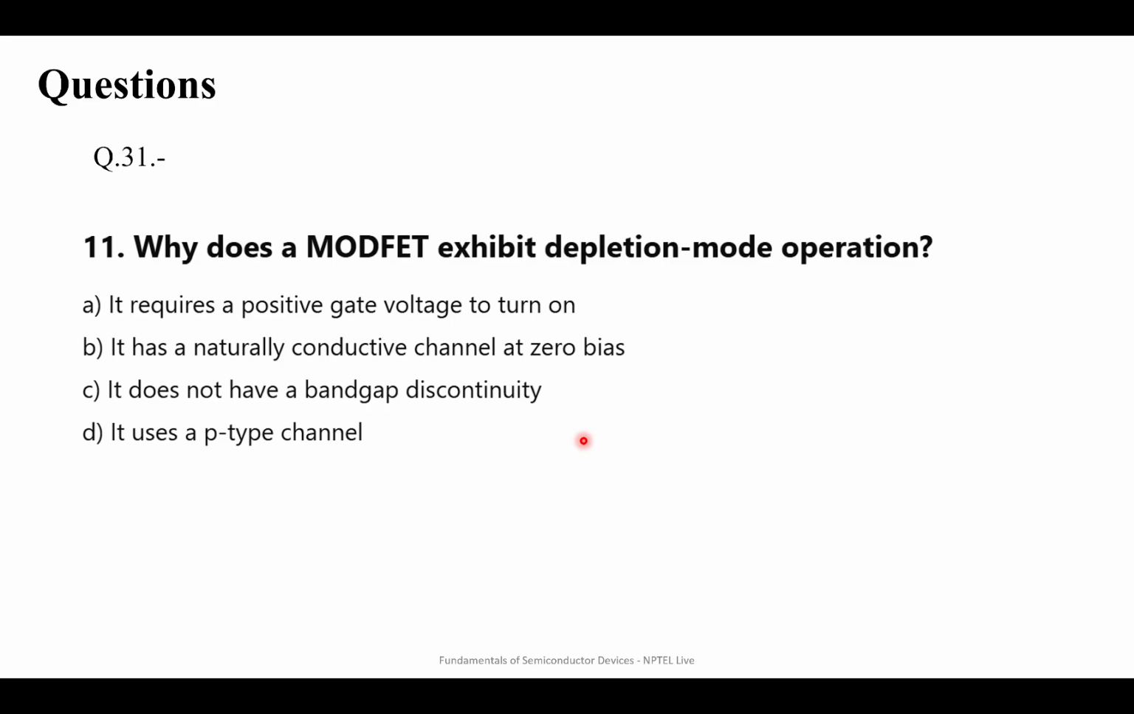So if the mobility is high, then the switching is faster, right? Yes. Okay.